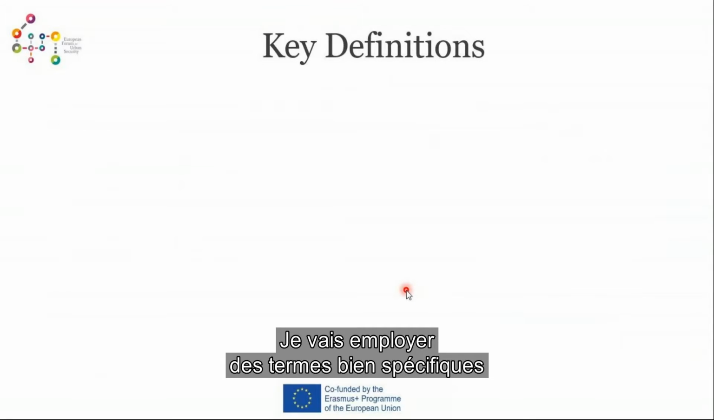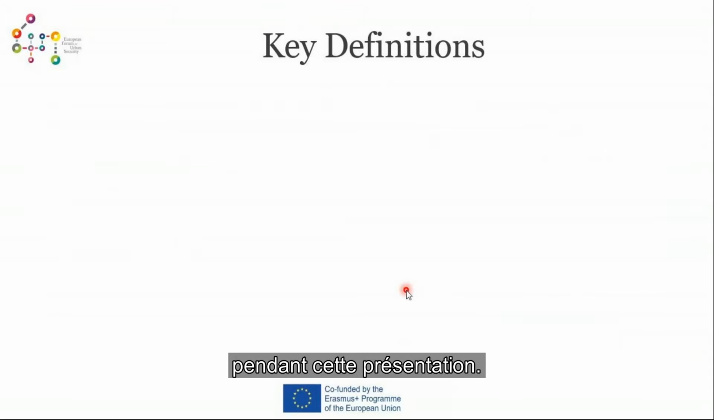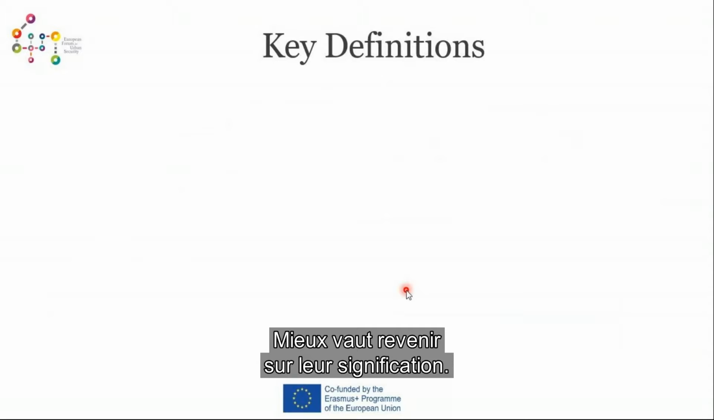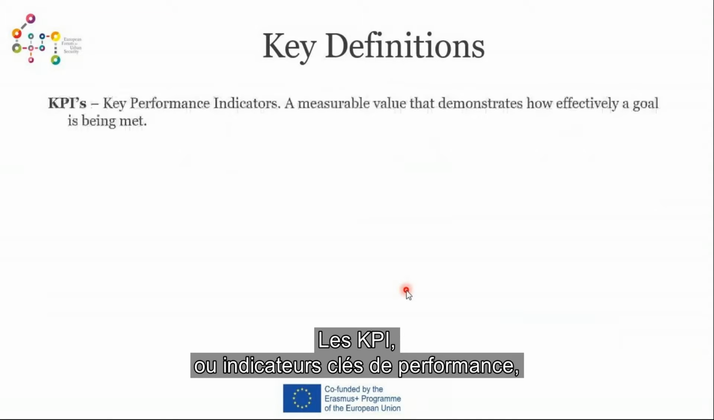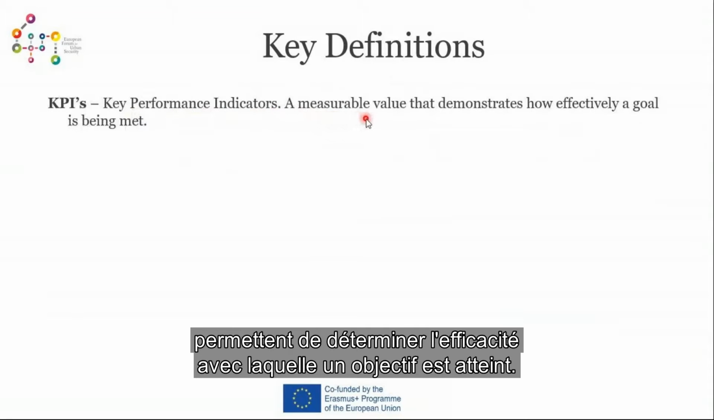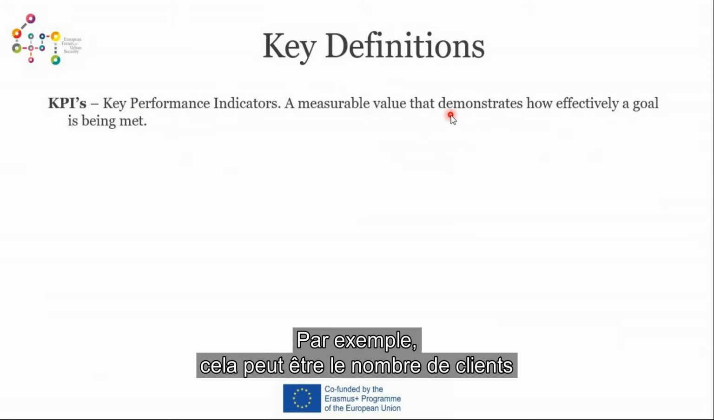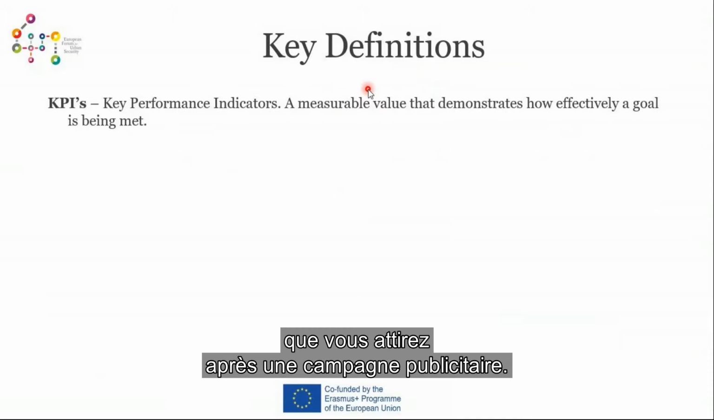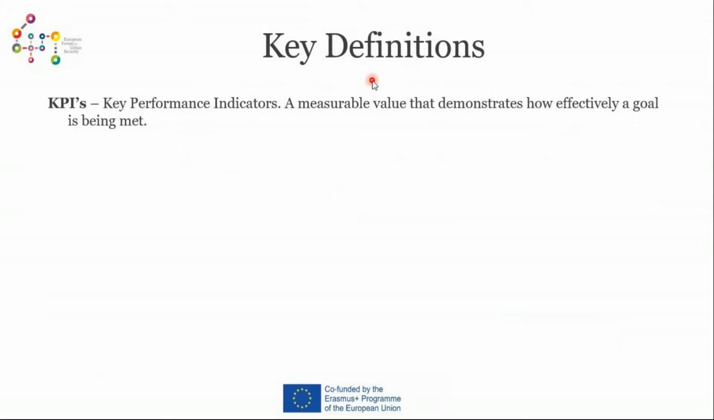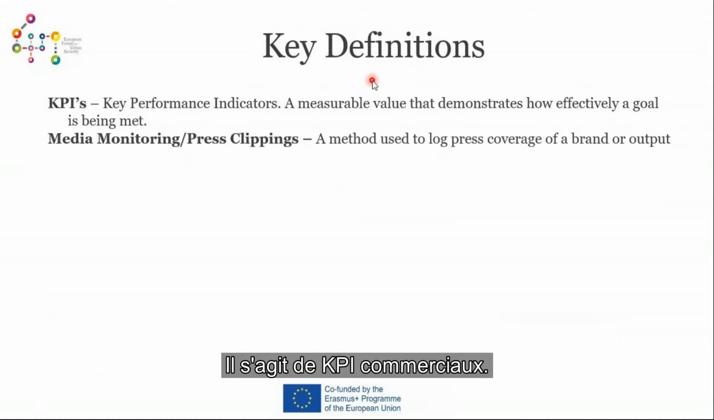So I will be using quite a few specialist terms in this presentation, so it will be good for us to just review what those mean now. The first is KPIs. So these are key performance indicators, and they are a measurable value that demonstrates how effectively a goal is being met. So an example of a KPI can be the number of customers that you've ended up with after a campaign to sell something. And that's a very commercial KPI.